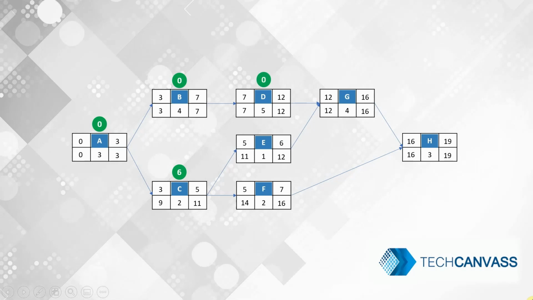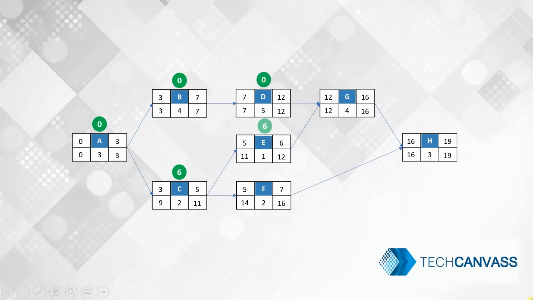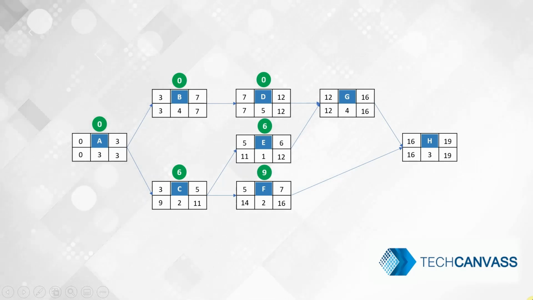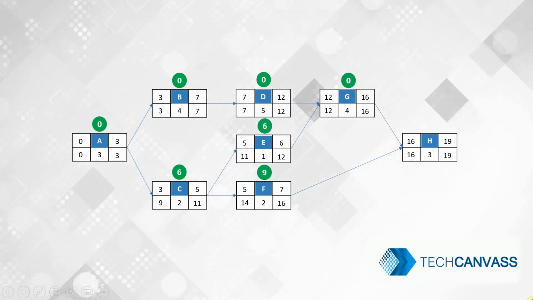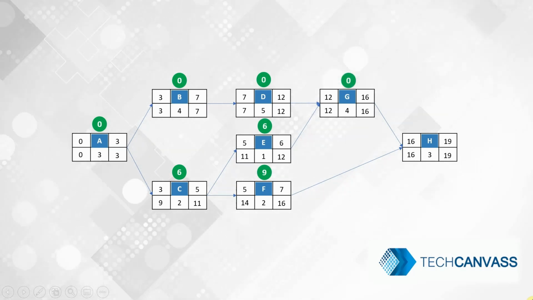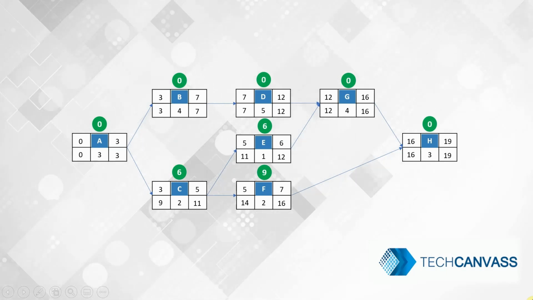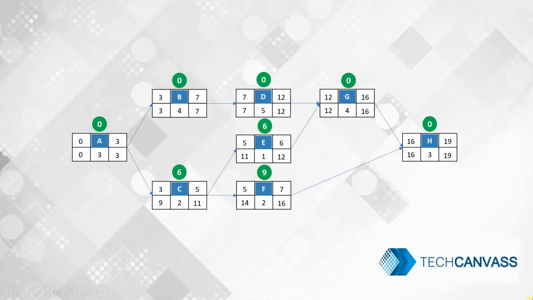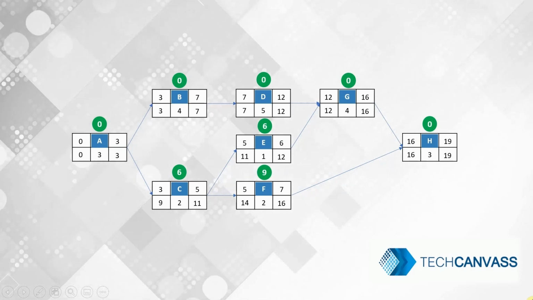For activity D, the float is 0. For activity E, the total float is 6. For activity F, the total float is 9. For activity G, the total float is 0. And for activity H, the total float is 0. As you can see, the total float for all the activities in the critical path is 0.